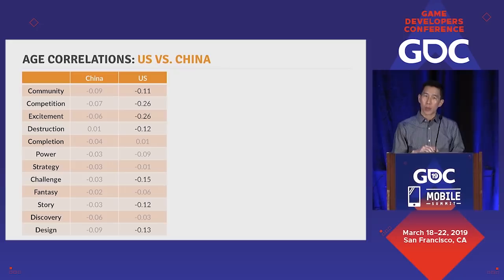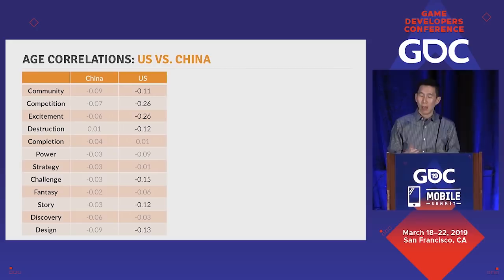So across the age span in China, the variation in motivations was very, very low. Chinese gamers as a whole are very different from US gamers, but within the audience of Chinese gamers, there's much less variation than one would expect based on what we'd previously seen in our Western data set.